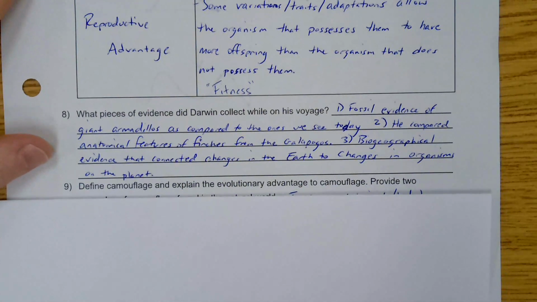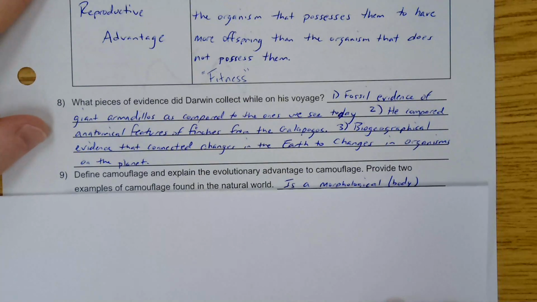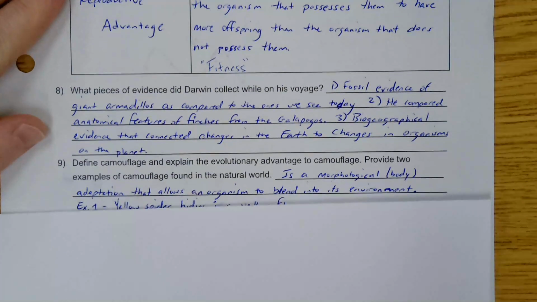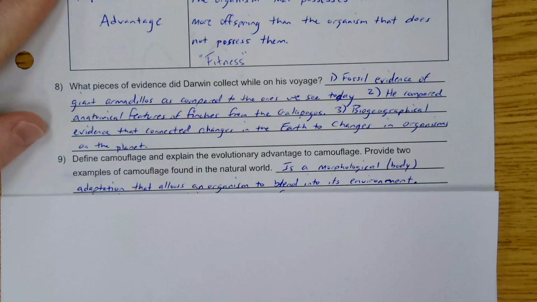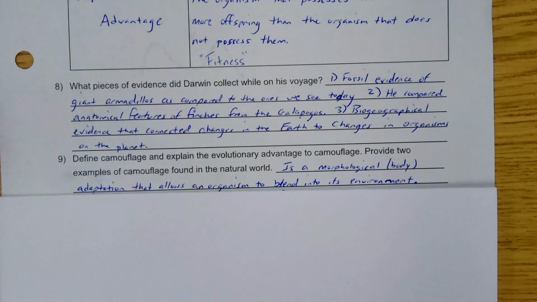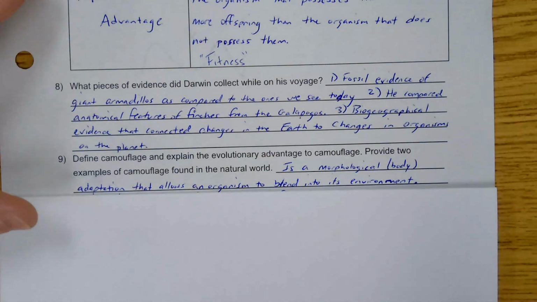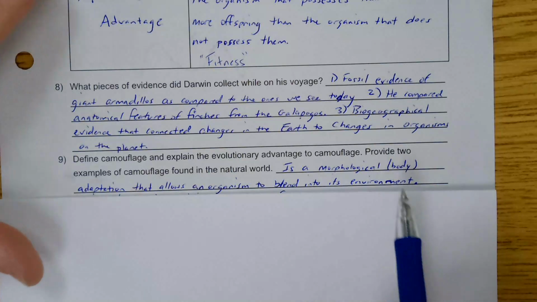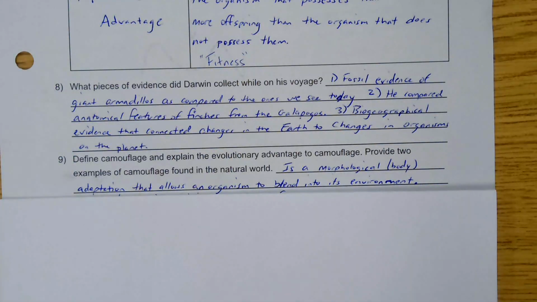Number 9 and 10 are fairly straightforward. 9 says, hey, what is camouflage? And give 2 examples. Camouflage is a morphological adaptation that allows an organism to blend into its environment. In other words, it can hide really well. Morphological is like a fancy word for body outside traits. Okay, so if you see morphological, we're talking about the physical traits of the body.